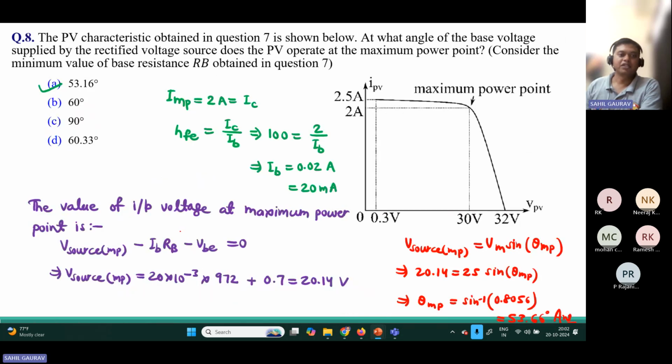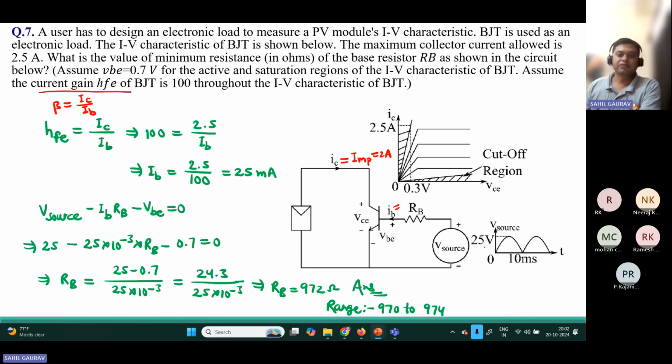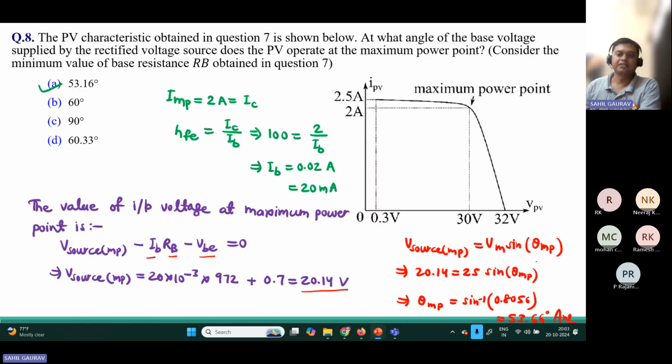And now they are asking about the input voltage at maximum power point. So V source MP will be, so you know this IB, RB also known, VBE is also known. So you will get this 20.14 volt, and this V source is Vm sin theta. So Vm sin theta, this expression, you just equate it, you will get this theta at maximum power point voltage, that is coming as 53.66 degree.